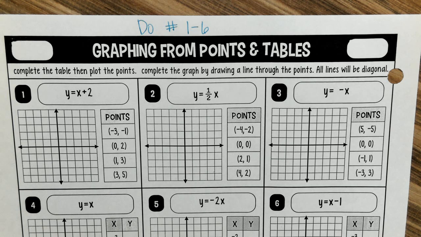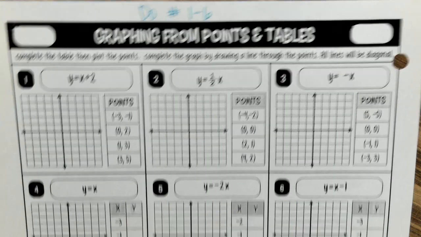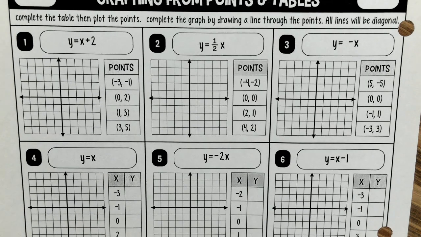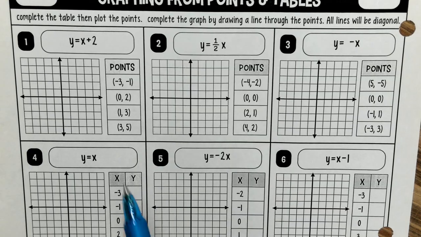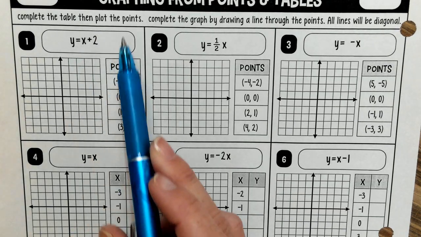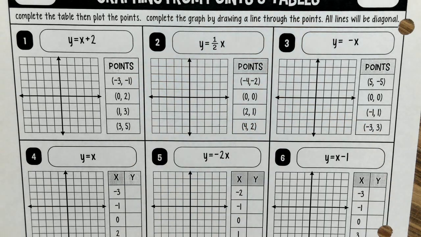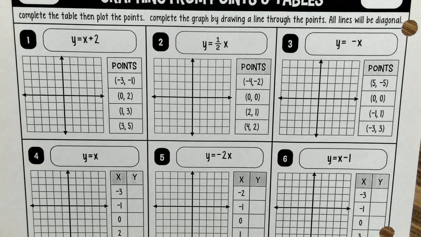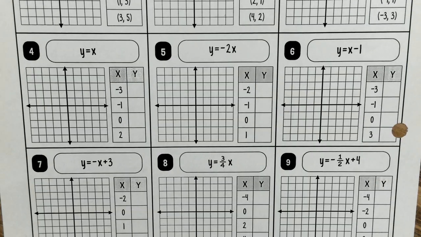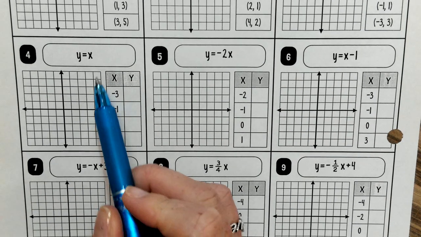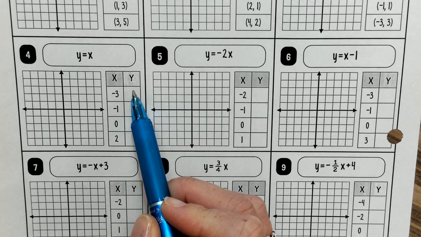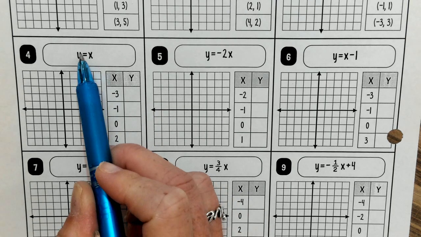I want to talk to you about them. 1, 2, and 3, they did the hard work for you. Look what they did. They gave you the equation, and they also did what? They gave you the points. All you have to do is graph the points and connect them. Do you have to connect them? Yes. But on 4, 5, and 6, you are going to have to fill out the points by using the equation.